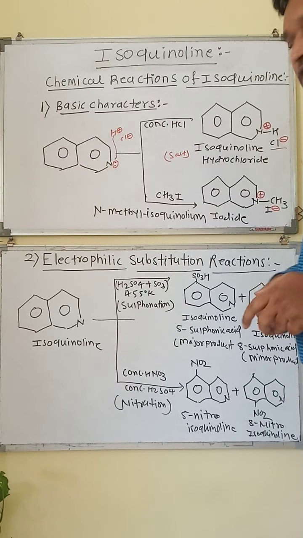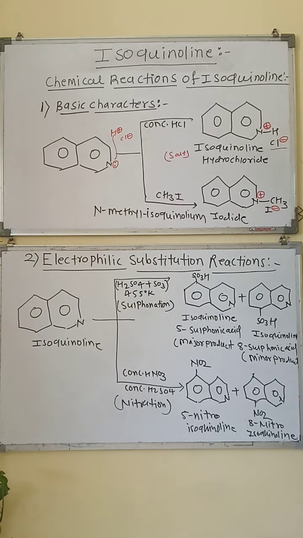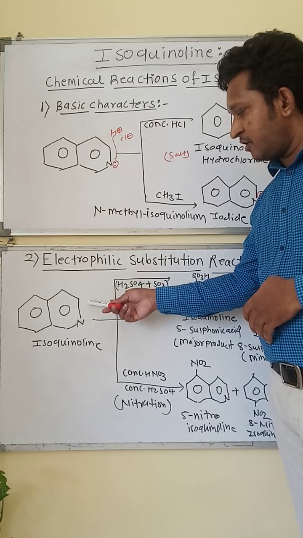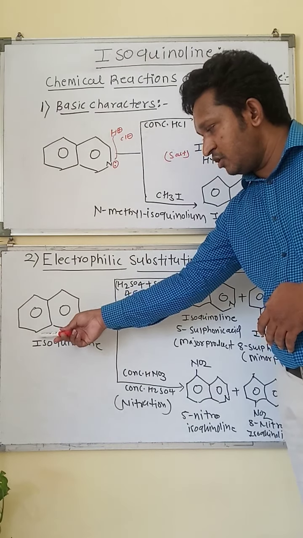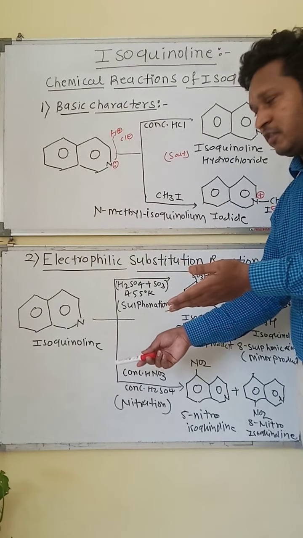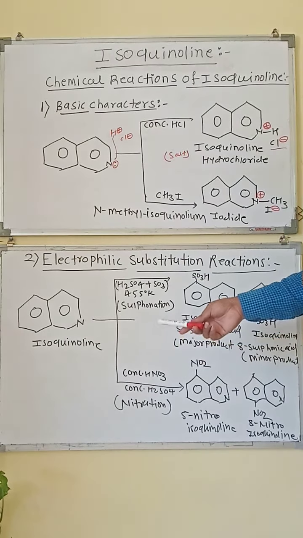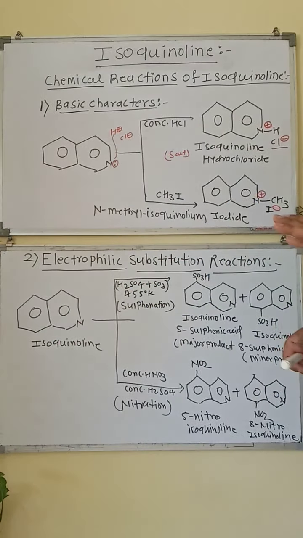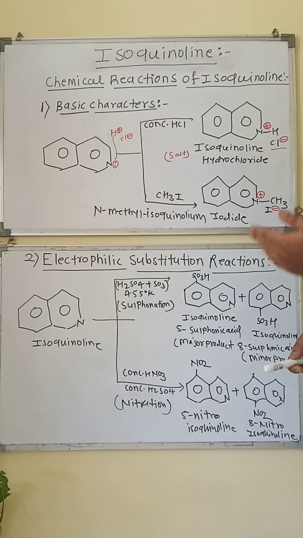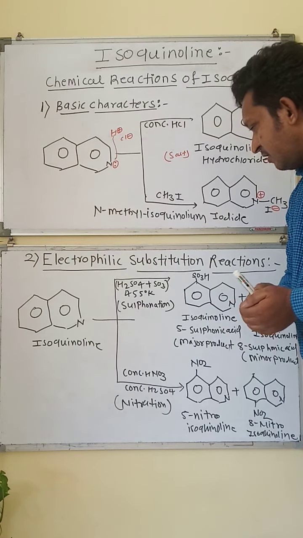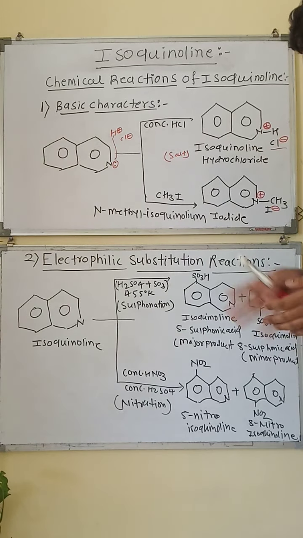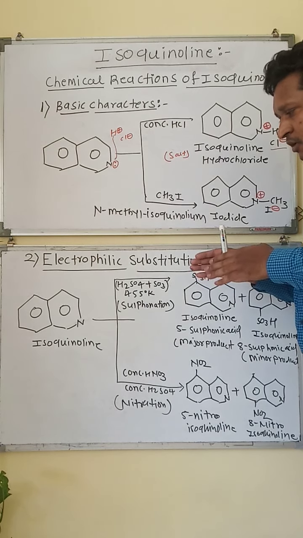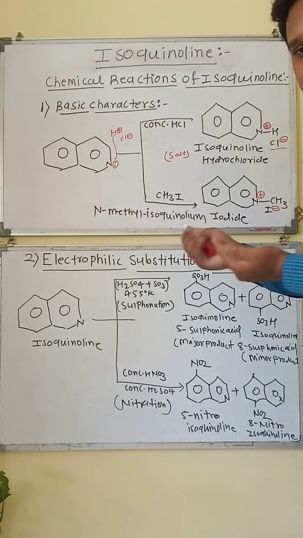Now the next chemical reaction is the electrophilic substitution reaction. In that, the electrophile will attack the aromatic ring at the 5th or 8th position in the benzene ring of isoquinoline, as in quinoline. We get the substituted product by the substitution of hydrogen from the 5th or 8th carbon, and there is an attachment of the electron-deficient electrophile on the carbon atom of the ring. This is called the electrophilic substitution reaction, and it is shown by isoquinoline just like quinoline.